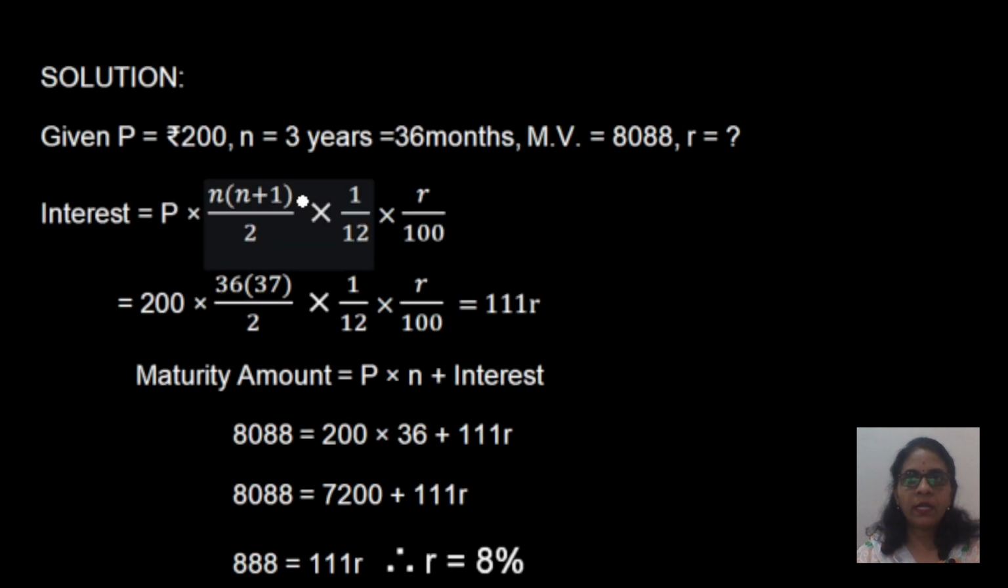P is 200, N is 3 years, which is 36 months. Maturity value is 8088 and you are asked to find the rate. So first find interest and we get interest is 111R. Substitute in the maturity amount formula and you get R is equal to 8%.